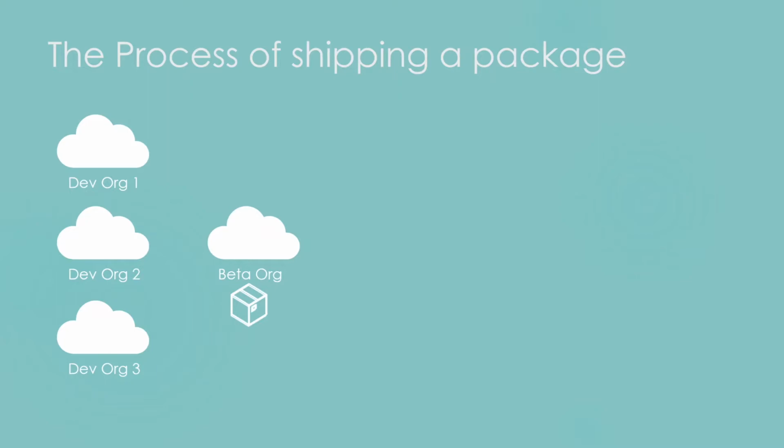Now, if you only have one developer organization, you might not need the beta organization because it's usually used for having different products made in different environments work together. So if your entire app is contained within one org, you probably won't need the beta org. However, once you have tested it, beta or no beta, it moves on to a test organization.